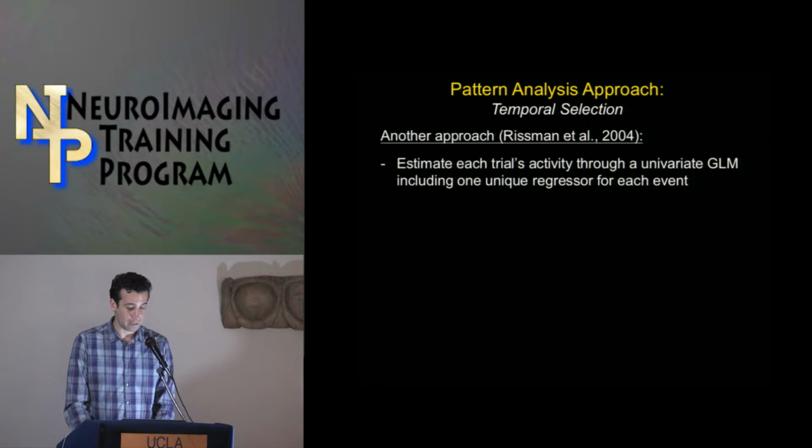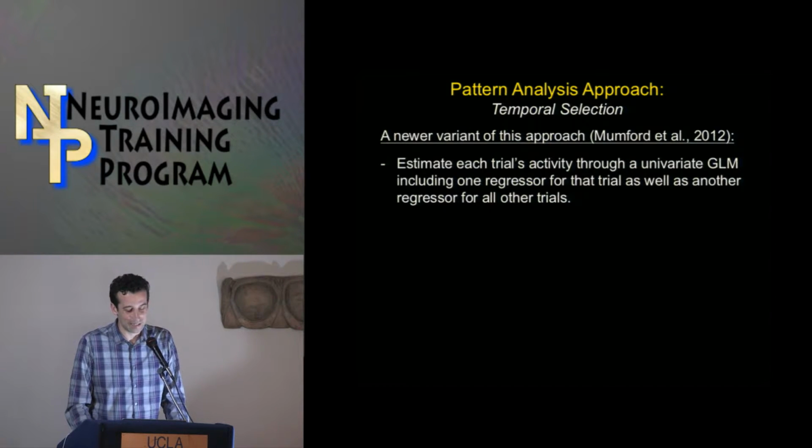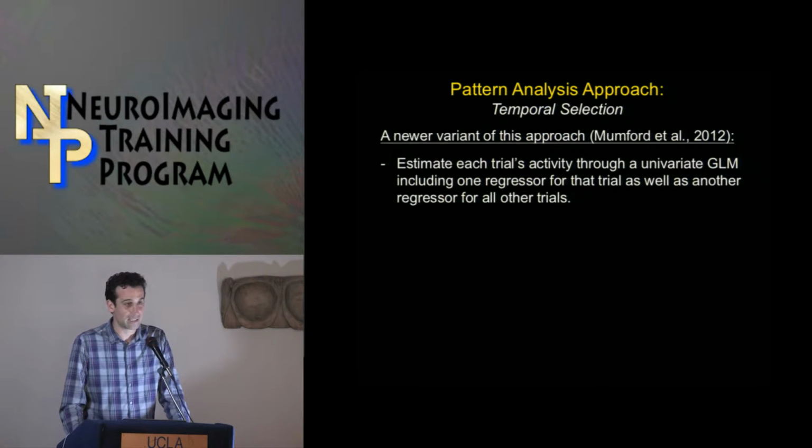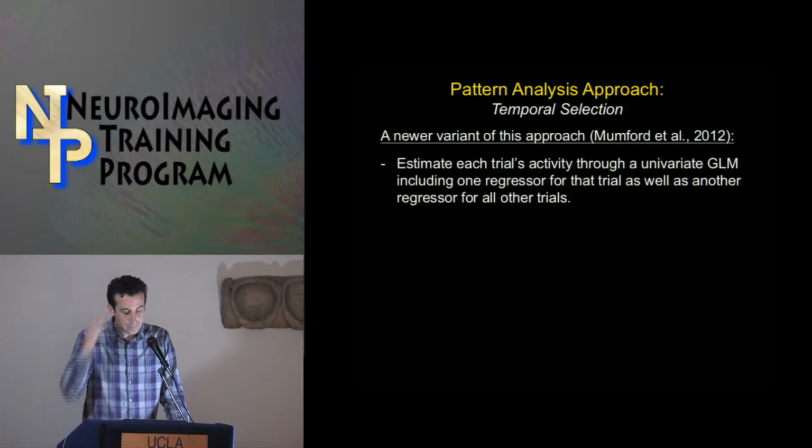Some people, although surprisingly not me, have used the Rissman et al. approach. But this Mumford tweak, which I think, for reasons I didn't have time to explain yesterday, has some advantages in terms of how it is able to separate out variance that's coming from individual trials in a way that doesn't overfit the data quite as much.